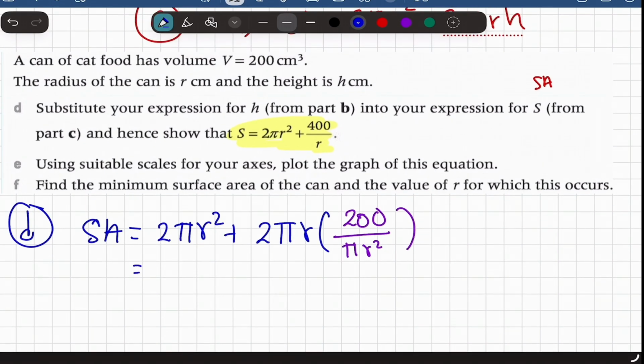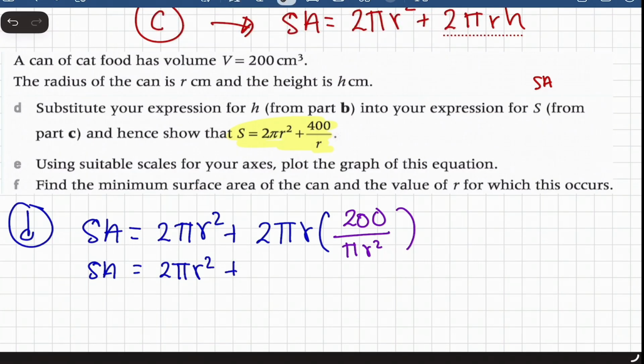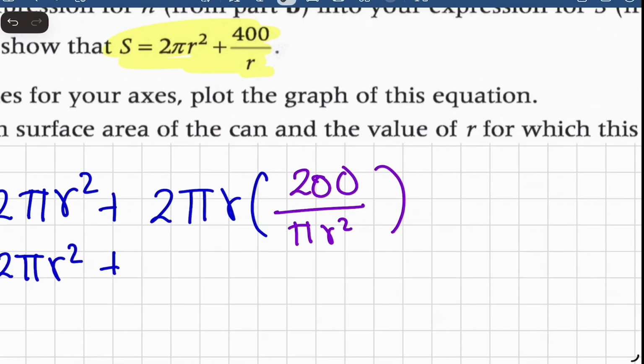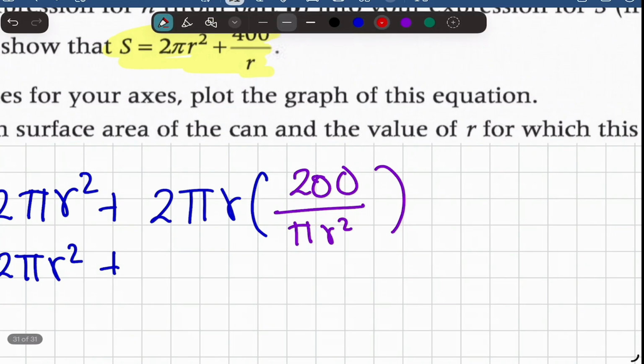So we can say this surface area is 2 times pi radius squared plus, what can we do here? Here, okay, we have a pi, this one. We can cancel this out. And also, these are to the power of 2, we can cancel out 1 r. Okay, so we can say this cancels with this one, with this one.